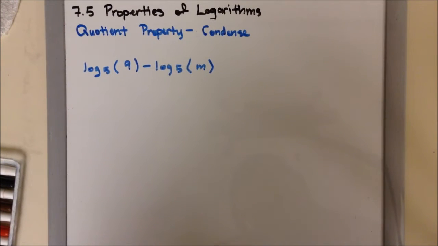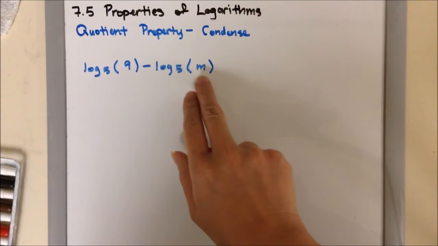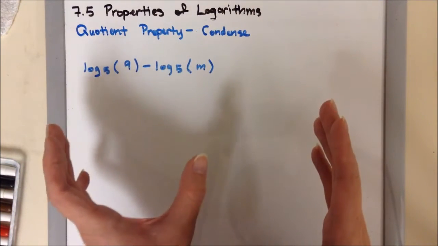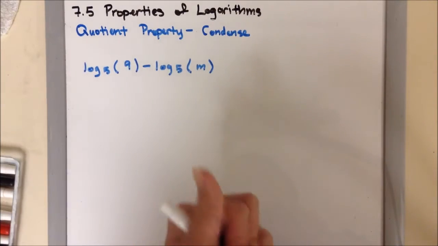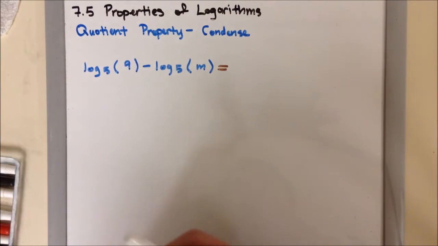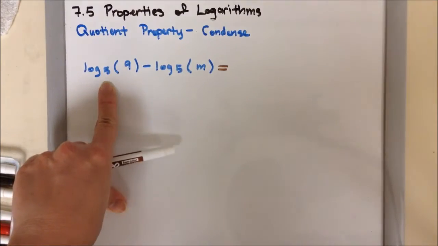Now, in this example, we have log base 5 of 9 minus log base 5 of m, and we're being asked to condense, meaning that you're going to rewrite it as a single log, make it smaller. So again, in order to use the quotient property when we're condensing, we have to have the same base. In this case we do.